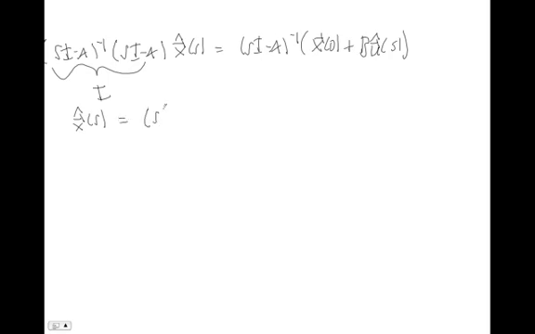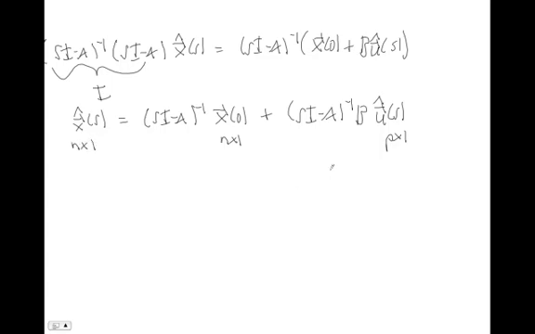So I can write this as (sI minus A) inverse times my initial condition plus (sI minus A) inverse times B times my input function. Now remember, this u is some p by 1 vector, and this x is an n by 1 vector. These are different dimensions from each other.